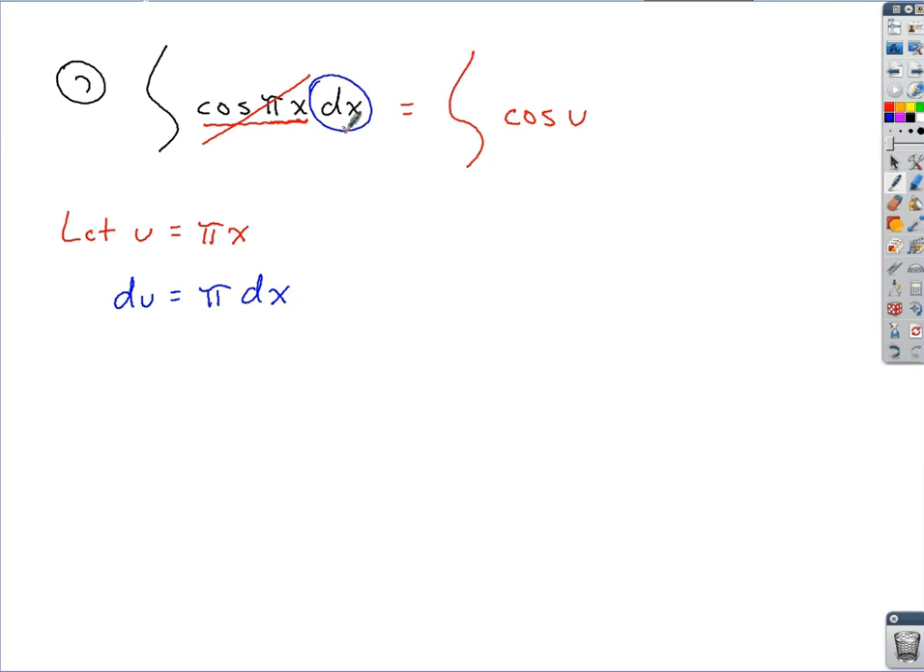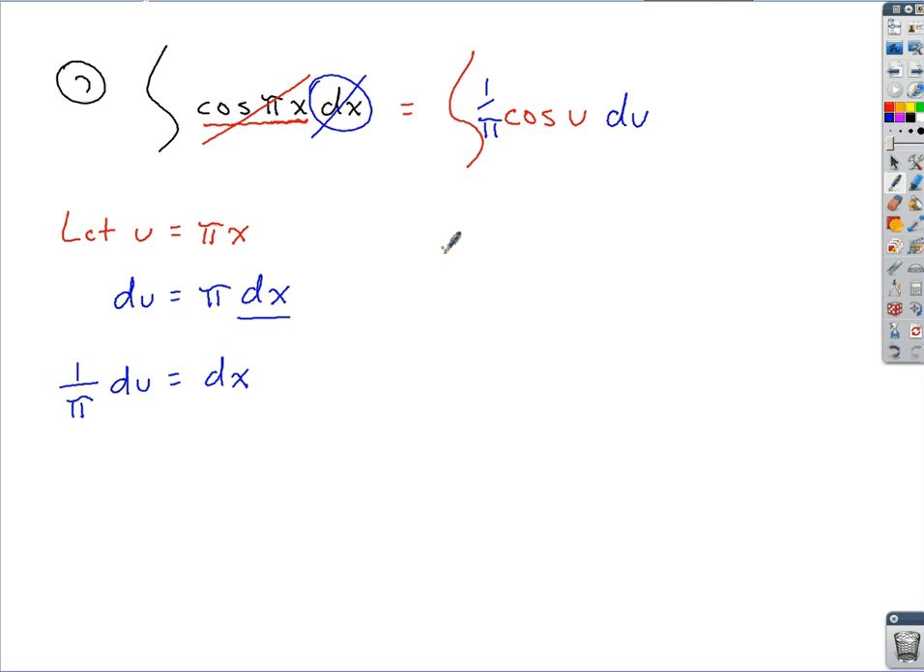If I want to replace dx up here, I solve for dx down here. I divide pi over. So pi is just a number. If I divide 2 over, it'd be 1/2 du. Divide 3 over, it'd be 1/3 du. Here, it's going to be 1 over pi du. So now I can take this dx out. I put in the new and improved problem, a 1 over pi and a du.